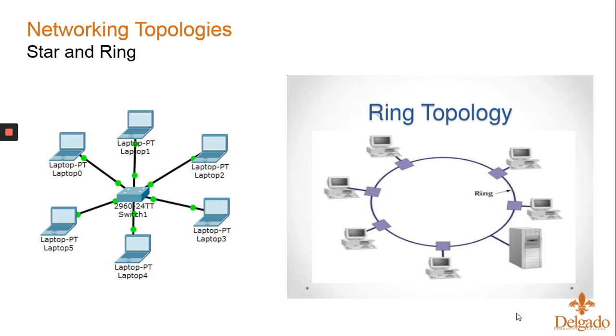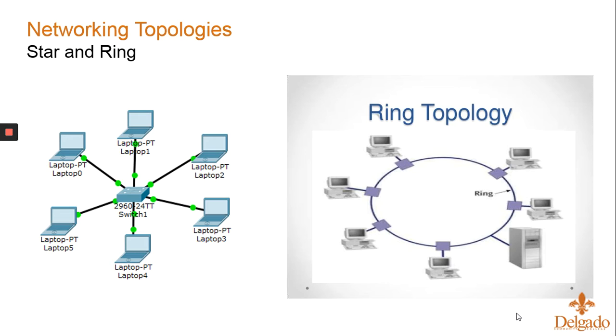The topology on the left is a star topology, and it's called that because it looks like a star. Usually in a star topology you have a switch, and then you have a run from the switch to each device. In this case, we've got 6 laptops and a switch, so we would need a switch that has at least 6 ports so that we can connect each laptop to a separate, unique port.